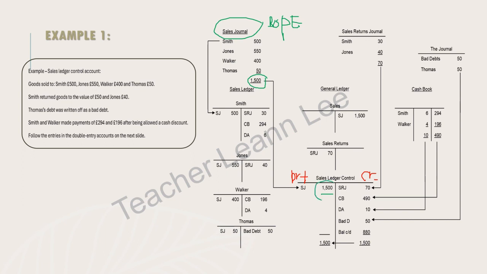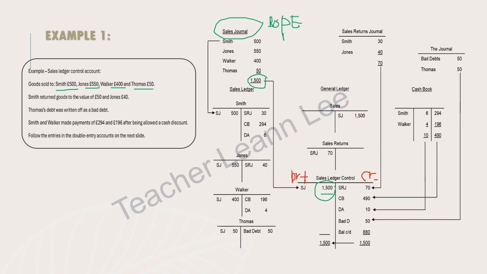Okay, can you see that? Smith has credit sales of 500, John 550, Walker 400, and Thomas 50. So all totaled up, I put it as the debit side of my SLC. These are the total credit sales that I have.